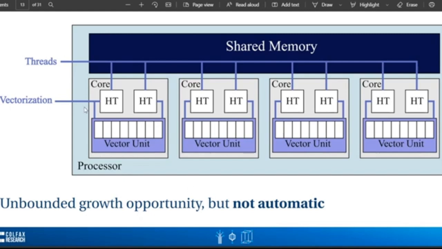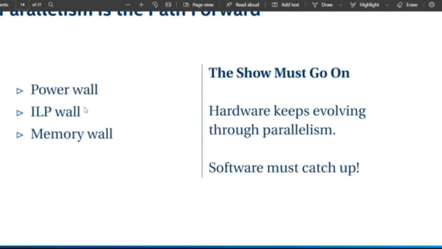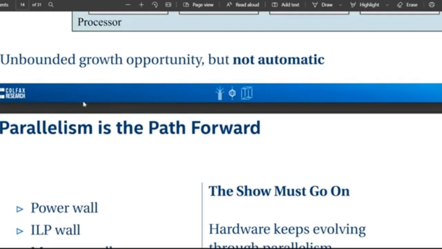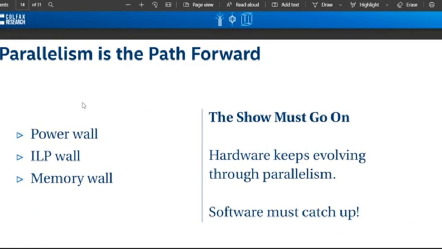So there is an unbounded growth opportunity, but it is not automatic. We really got to look for all the ways of vectorizing our code. We've got to think in the context of linear algebra. How are we going to rephrase this problem into a linear algebra problem, and therefore get the vector registers to handle it, and then the threads and distributed computing, etc. So parallelism is the path forward, and we've known that for a while. And there are many different approaches to doing that.